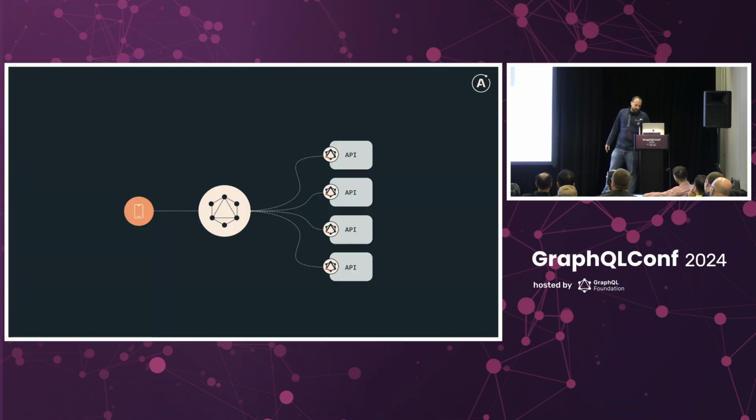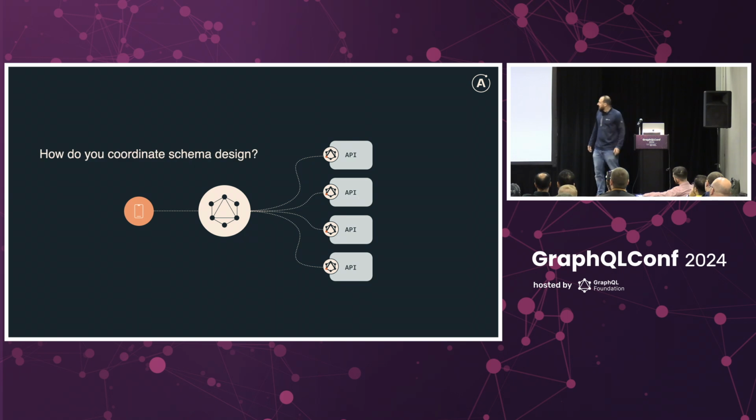If you then zoom out again, and you look at this picture, the picture that represented people's conception of composite schemas, it's interesting that the questions that actually come up in these scenarios are not really addressed by any of this. And I'm talking about questions like, how do you actually coordinate schema design?